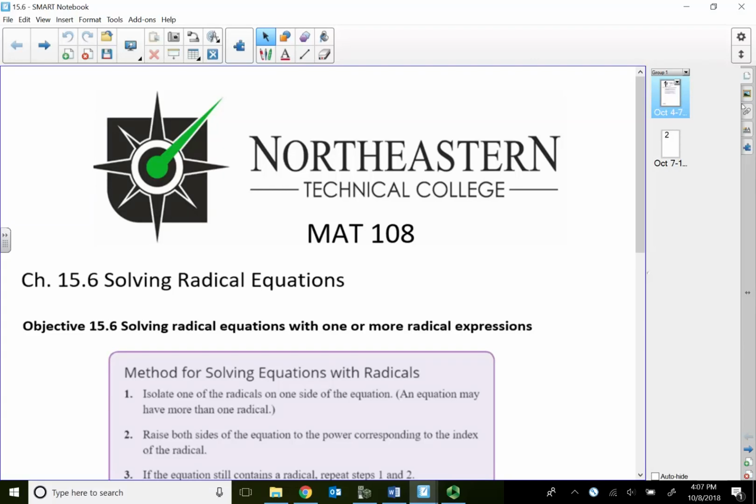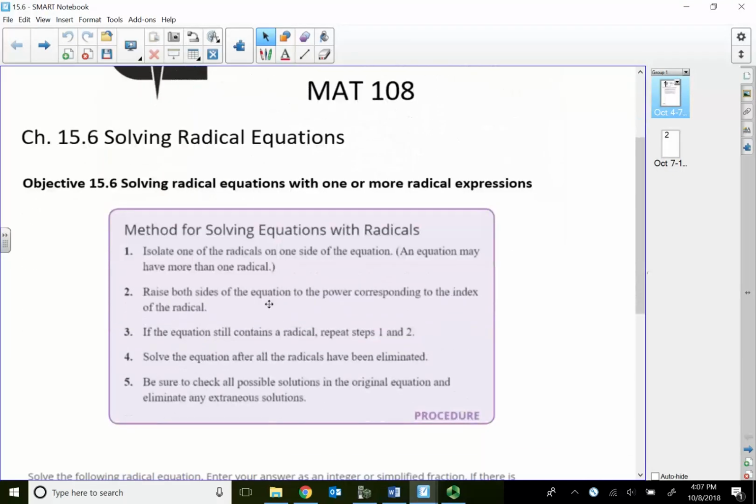15.6, solving what we so-called the radical equations. These types of equations will contain square roots or they can contain cube roots. So here are the methods for solving equations with radicals.